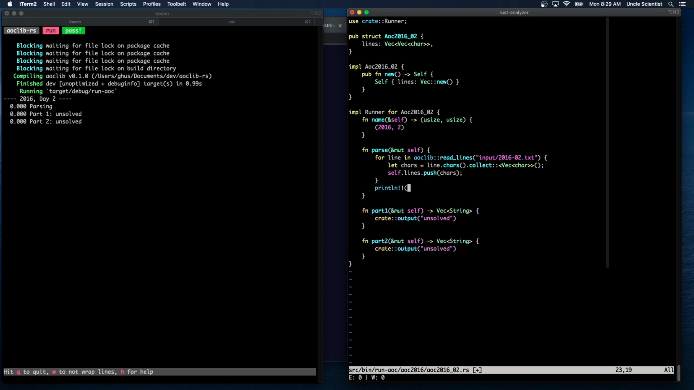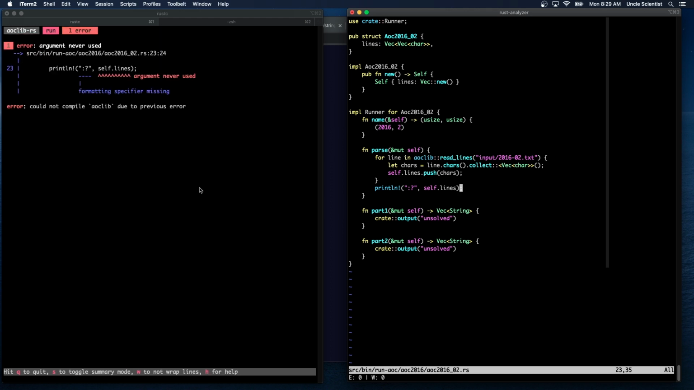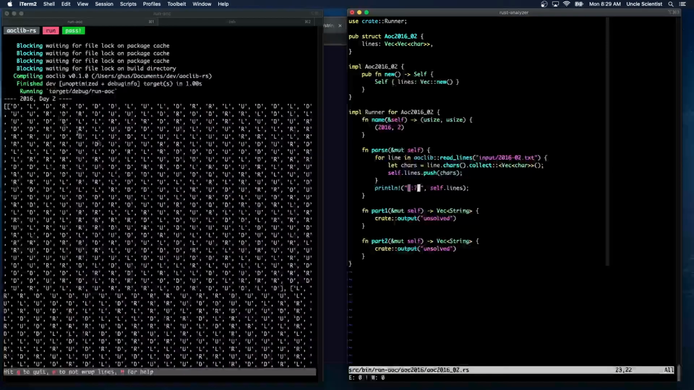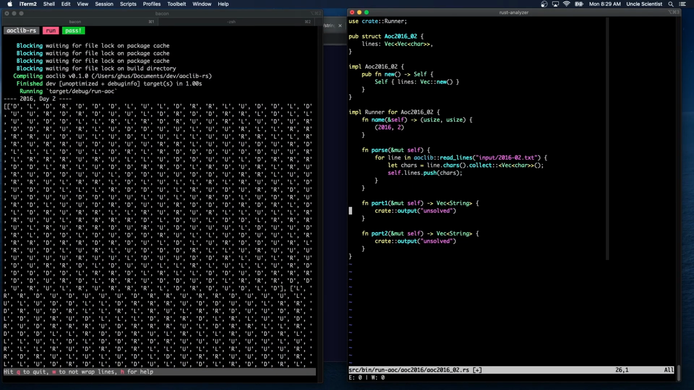Println like this, and self lines. We can just see if we read it in. Hello? Did I not save it? Argument is never used. Oh, what did I do? How did I miss this? Yeah, okay, so it just split it into the different things. And now for part 1, all we need to do is start it at keypad 5, which is, do we want to bother with whole X and Y coordinates? I guess so.